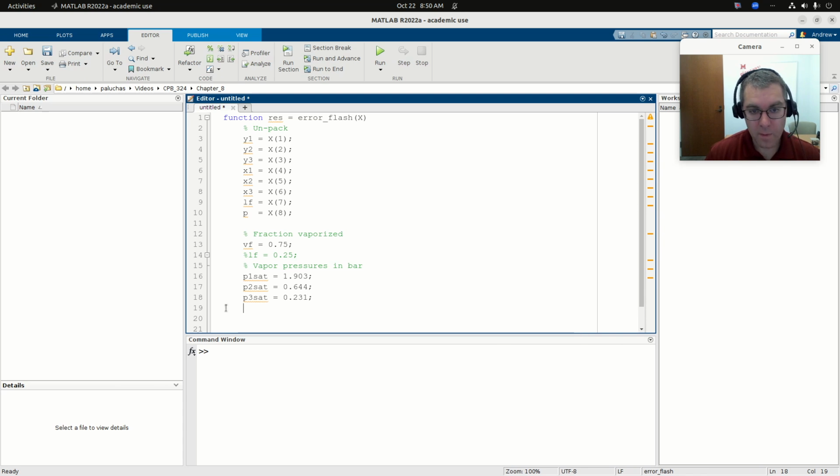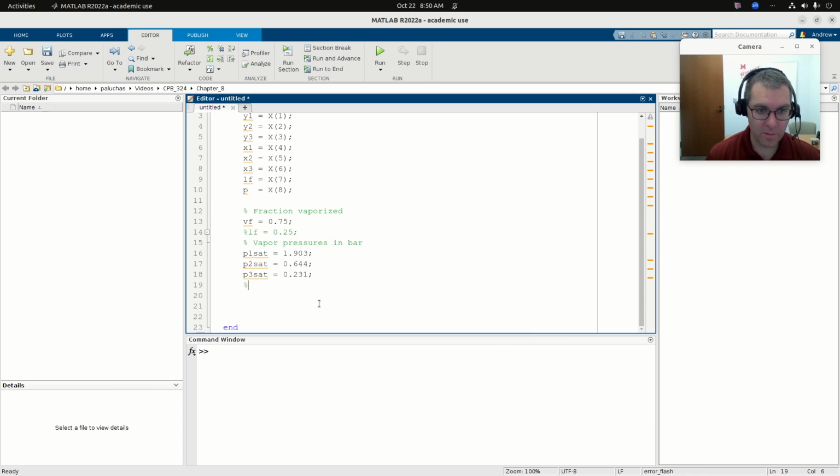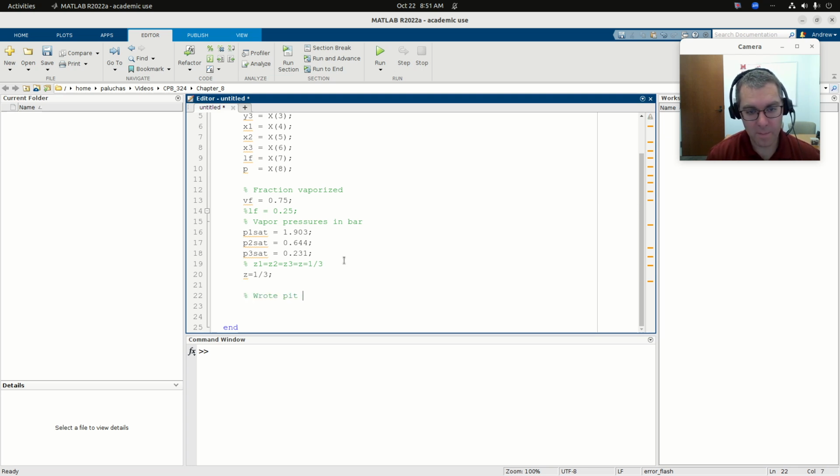Okay, great. And then in terms of my z's, I could have 3 z's, or I'm just going to have one variable z. Say z1 equals z2 equals z3 is equal to z, and that's going to be equal to 1 divided by 3. Now that I have my parameters, the next thing I'm going to do is write out my system of error functions.